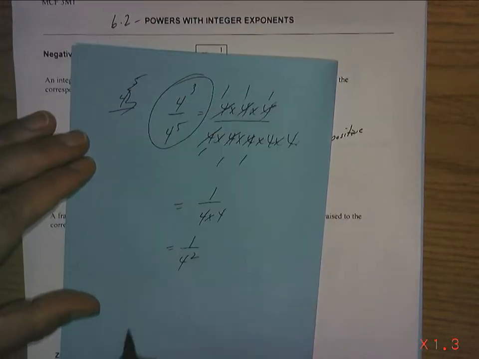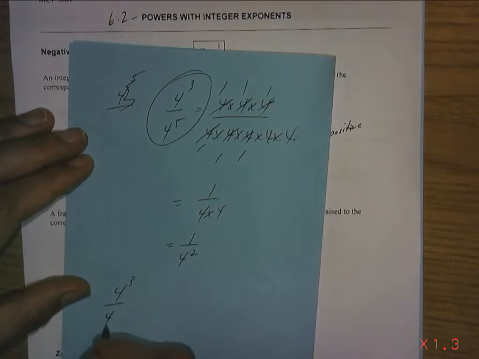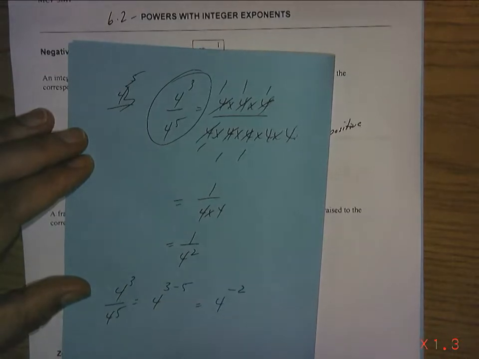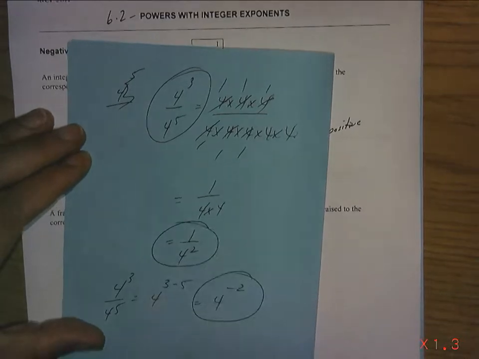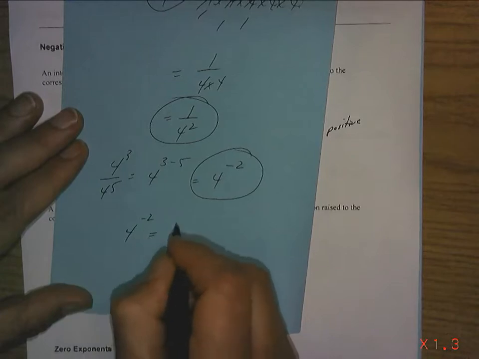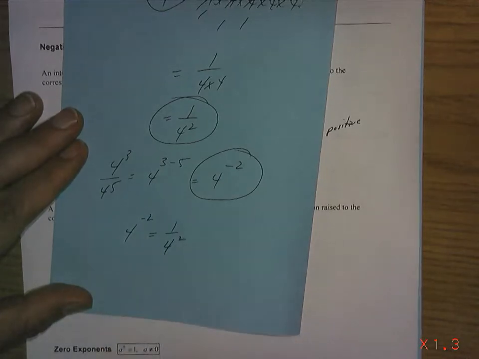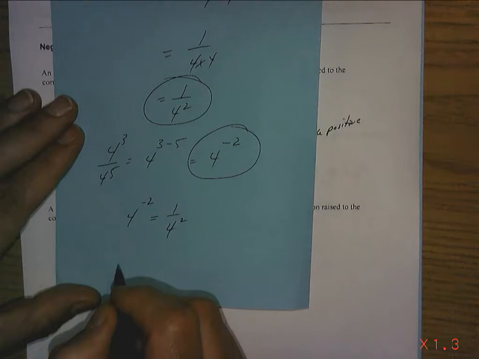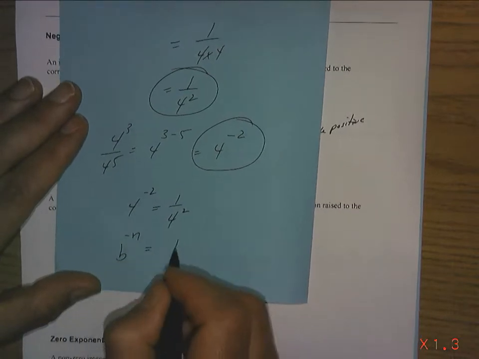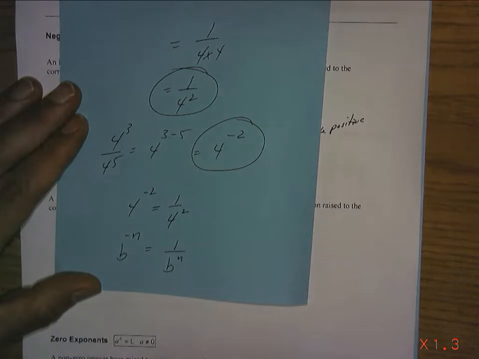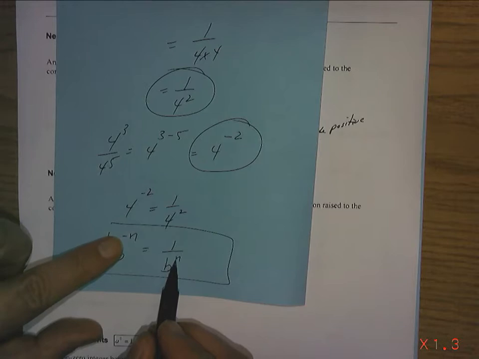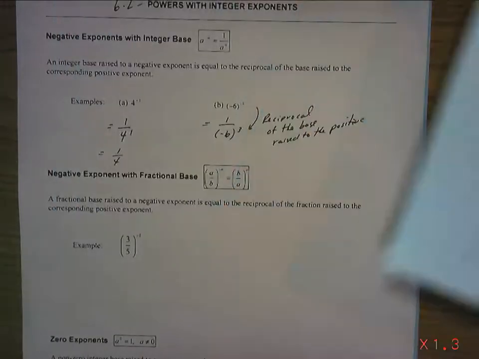If we use our rules, however, we end up with 3 minus 5, which is 4 to the minus 2. And since these are both equal to each other, that means that 4 to the negative 2 will equal 1 over 4 squared. And that holds true no matter what the base is. If I have base to the negative n, it'll equal 1 over base to the n. And that's the idea of the reciprocal of the base, but with the positive of the exponent. We'll do lots more examples.